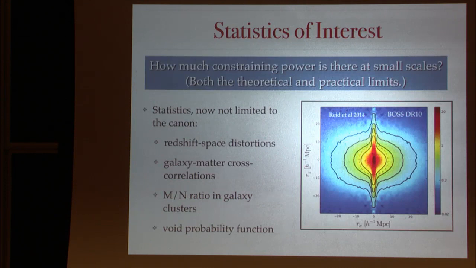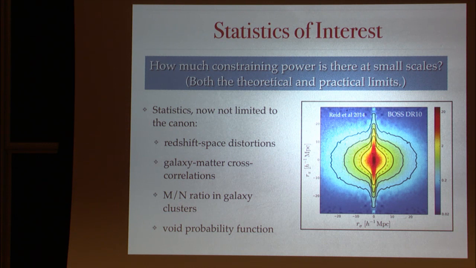So the purpose of my talk, which I'm not really going to fulfill, but which will motivate work in progress, is to understand exactly how much constraining power there is at small scales, both a theoretical limit, which I'll show some slides on, and practical limits when you actually begin to consider the systematic effects of the things you're going to be measuring.